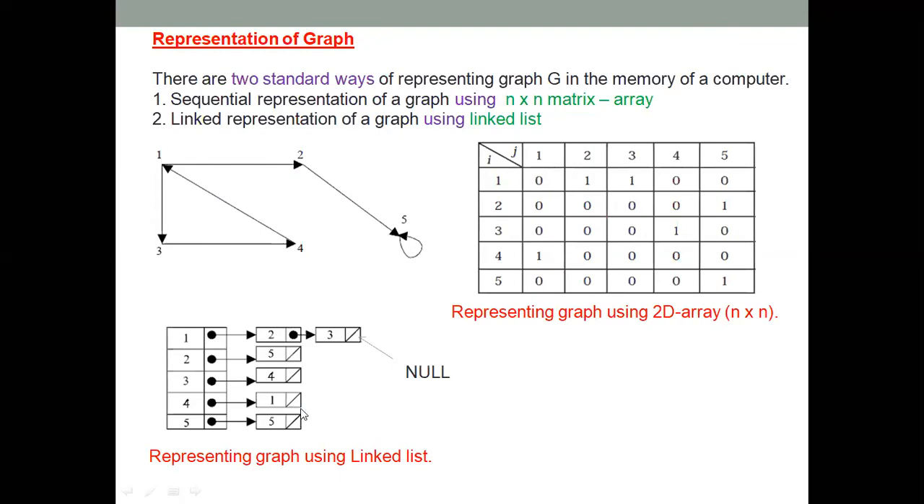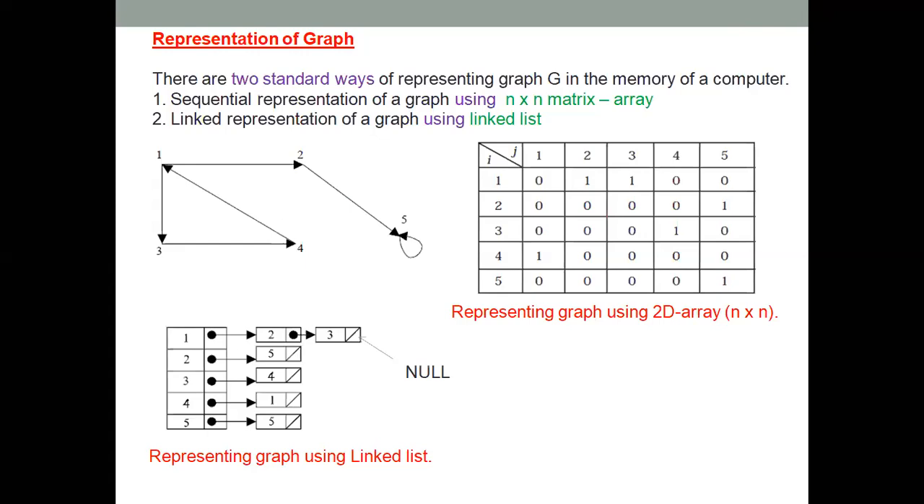The assignment also I'm giving for your practice. One of the graphs is given, and you have to write it using the n by n matrix array, a 2D array, and then using the linked list. This is very, very simple. Please look carefully. One time it will be difficult, but if you do it again and again, it will be very easy. In the exam, it is coming for 5 marks.